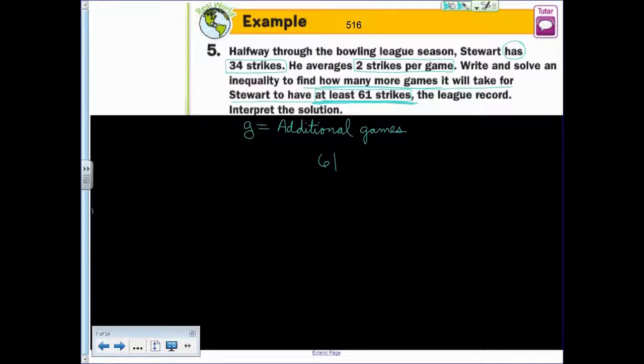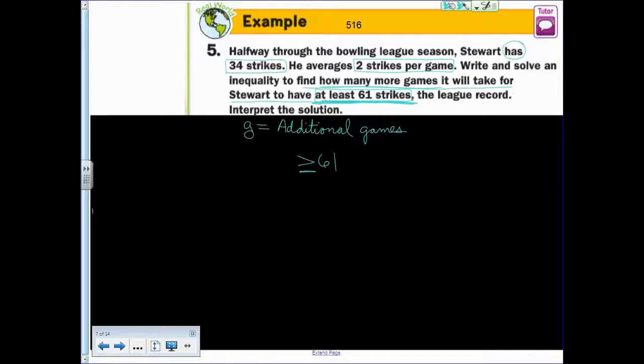The question is, is 61 the smallest or 61 the biggest? Because that's going to determine the direction of our inequality sign. Because it is at least 61, that is the smallest number of strikes that Stuart wants to have. So the alligator needs to be turning its back on that because that's the smallest number. Now, is he going to be okay if he gets just 61 strikes? Well, yes, it says at least 61. So that means 61 or more is what he wants. So we can include the equal bar on this problem.